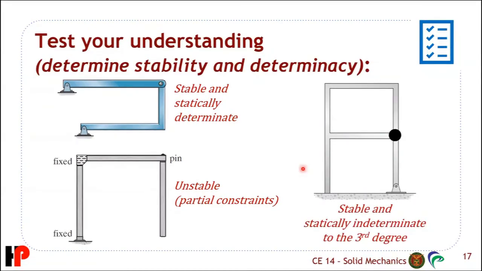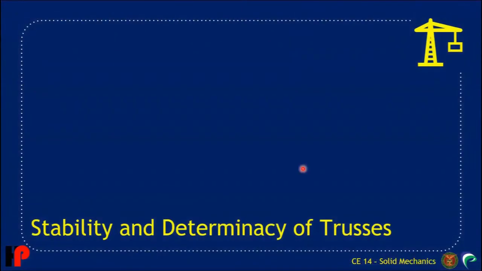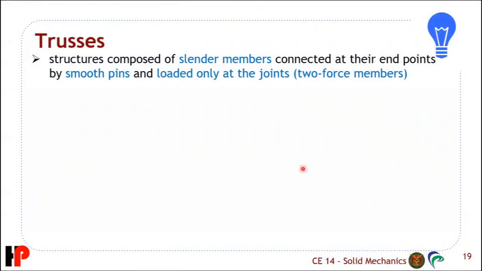So let's look at the last one, trusses. So beams, frames, and trusses. So let's just recap what is a truss. So basically, a truss is a structure wherein your members are only connected by smooth pins and the loadings are in the joints only. So lahat ng members ng isang truss ay two force member.